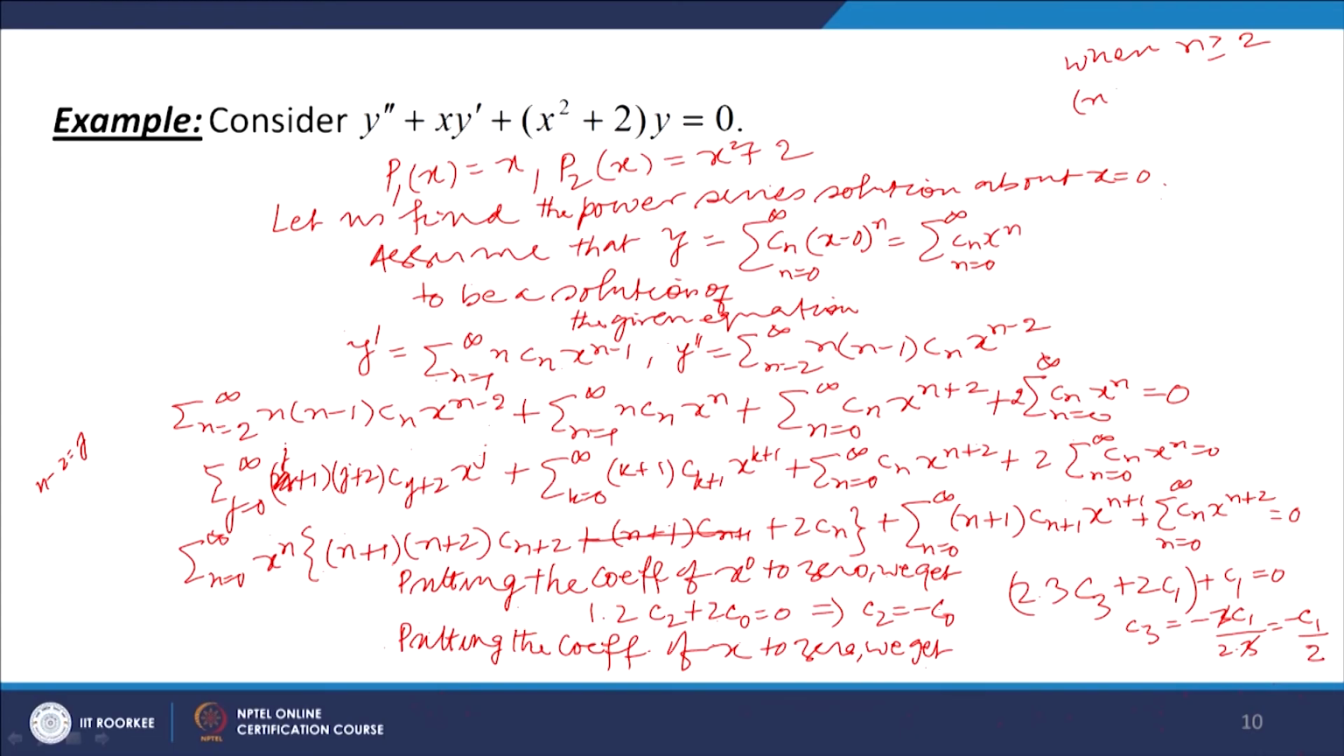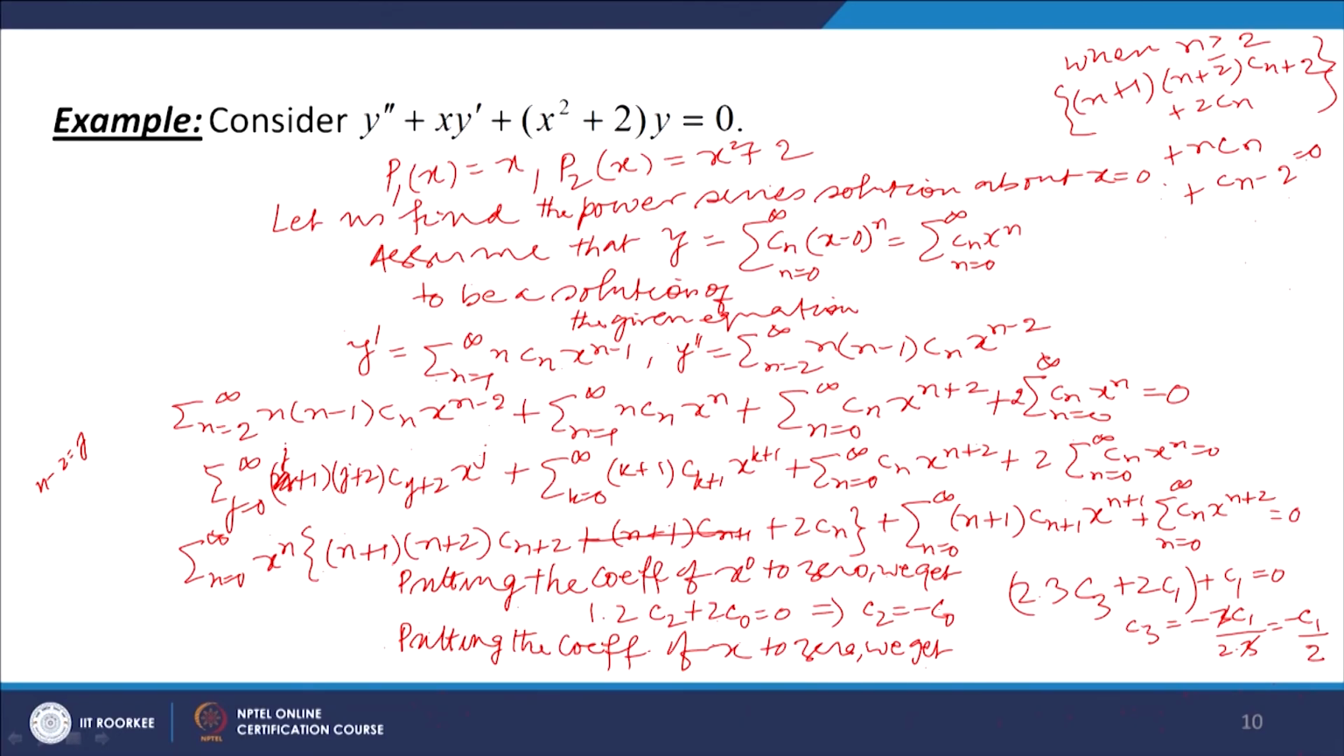So n plus 1, n plus 2, then Cn plus 2, then we get 2 Cn, this is the coefficient of x to the power n. Here the coefficient of x to the power n will be obtained by replacing n by n minus 1. So we get n into Cn. Here the coefficient of x to the power n we will get by replacing n by n minus 2. So Cn minus 2. So this is equal to 0 when n is greater than or equal to 2.